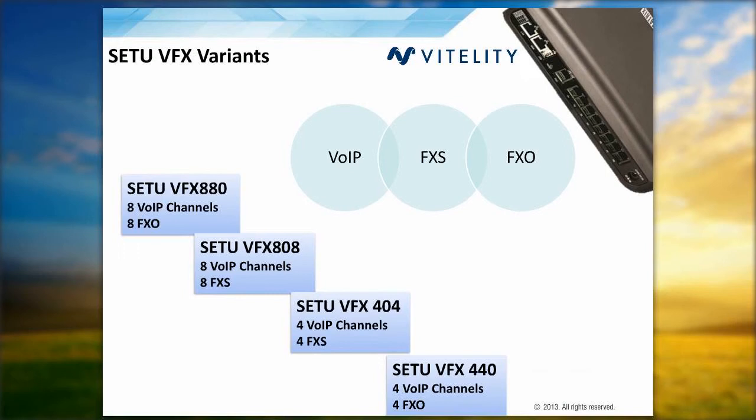So same way, down below, the VFX808 still has 8 SIP channels, because remember, adding FXS plus FXO ports gives you the total number of SIP channels available on a particular model. So there's no FXO port, only failover, and you have 8 FXS ports. The next model down, the 404, obviously follows the same logic: 4 SIP channels, 4 FXS ports, and 0 FXO ports, and a 440 is the 4 FXO variant.